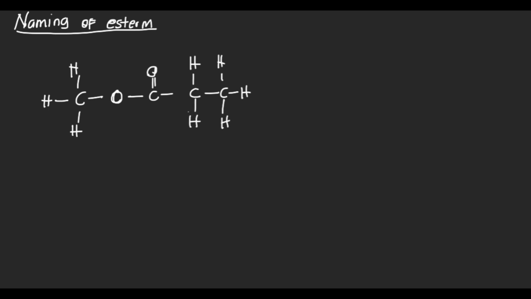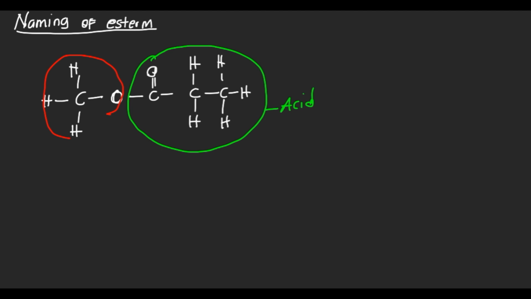Okay, so now the first step to consider when naming an ester like this one, first we are going to identify the alcohol part and the acid part. You can remember that where there is this carbonyl group indicates that this part is the acid part. Then the remaining part here is our alcohol part.